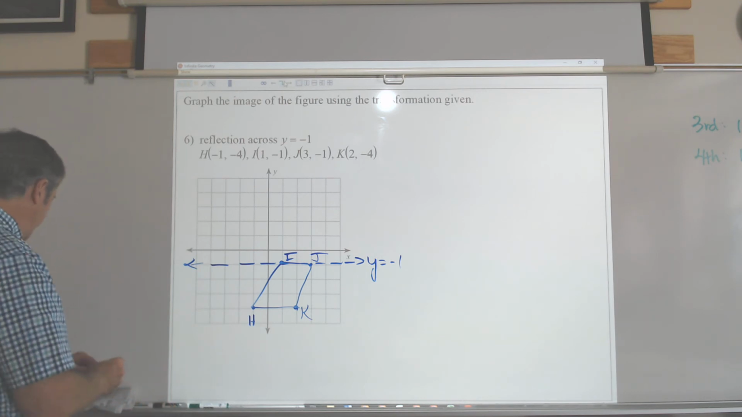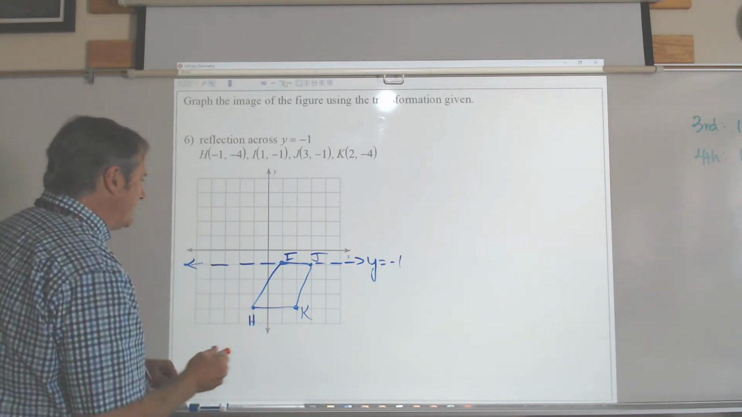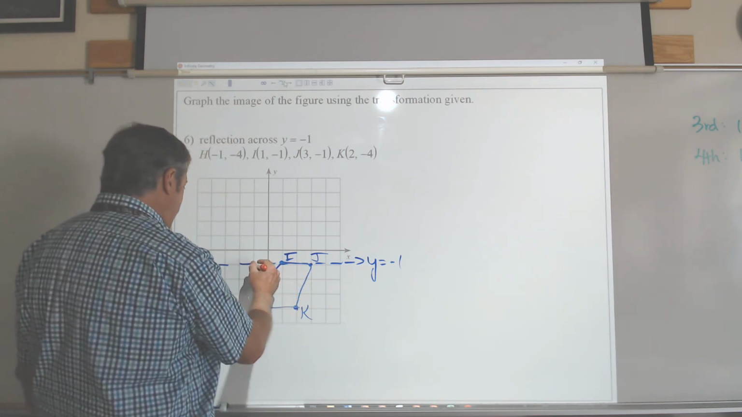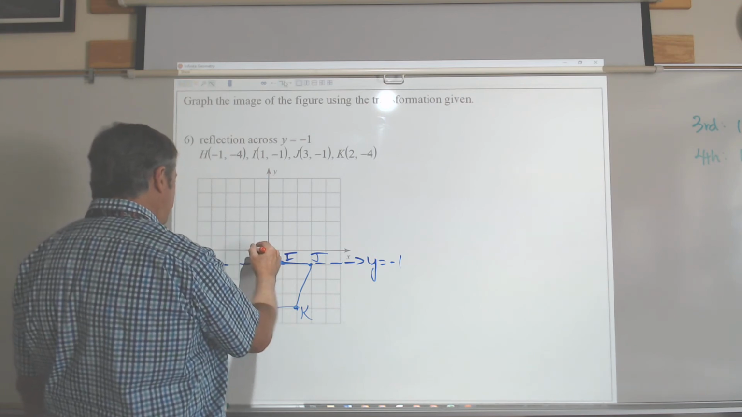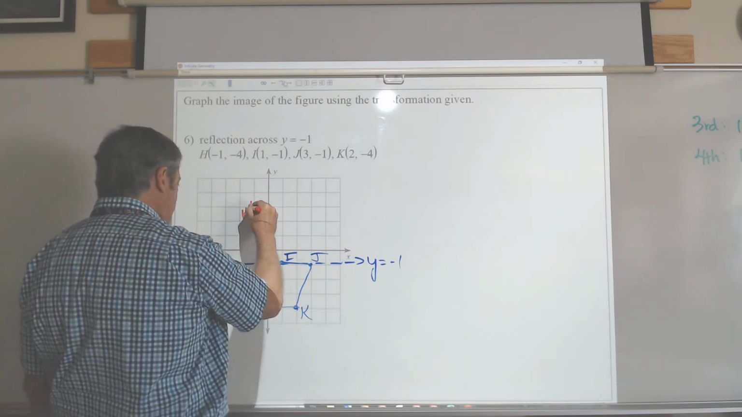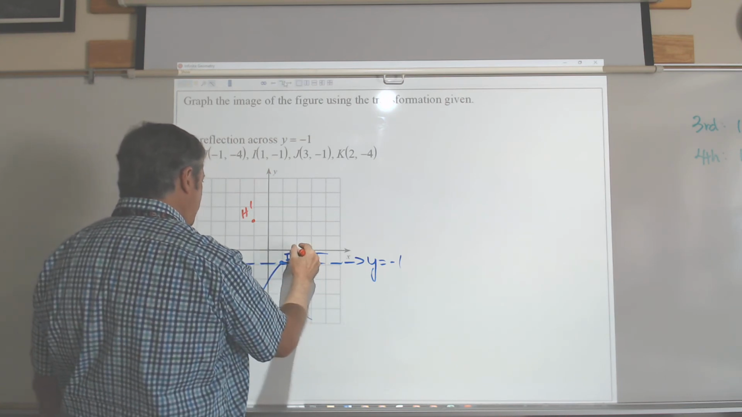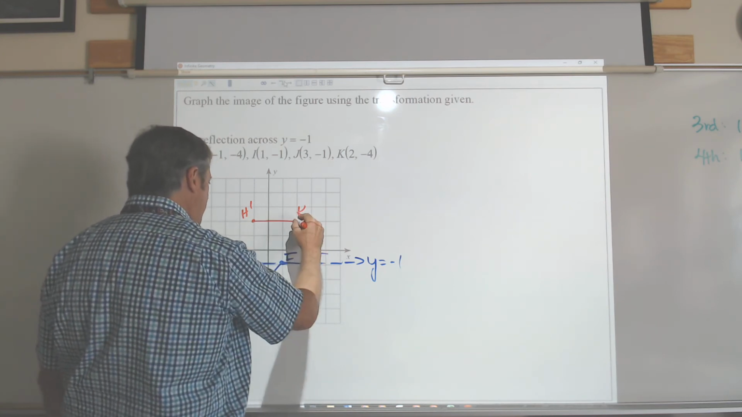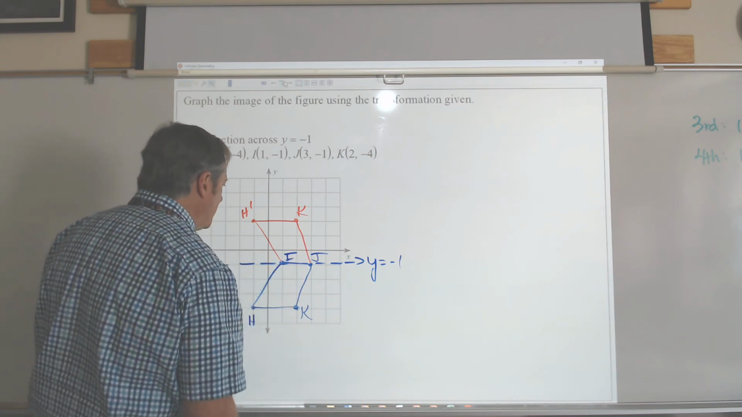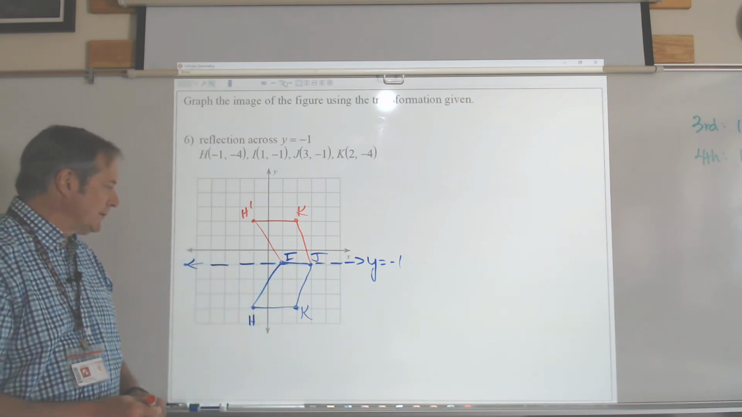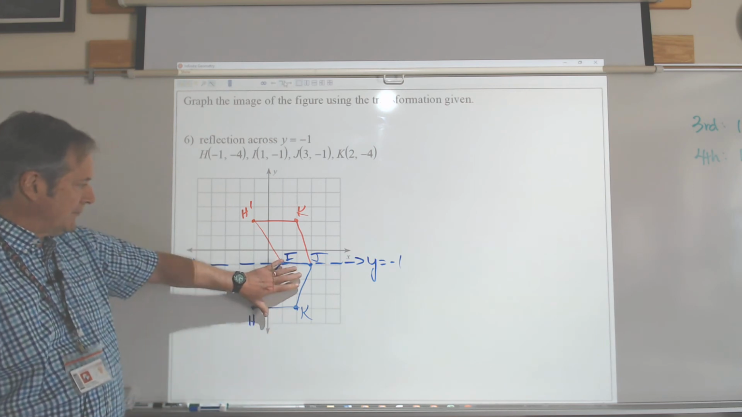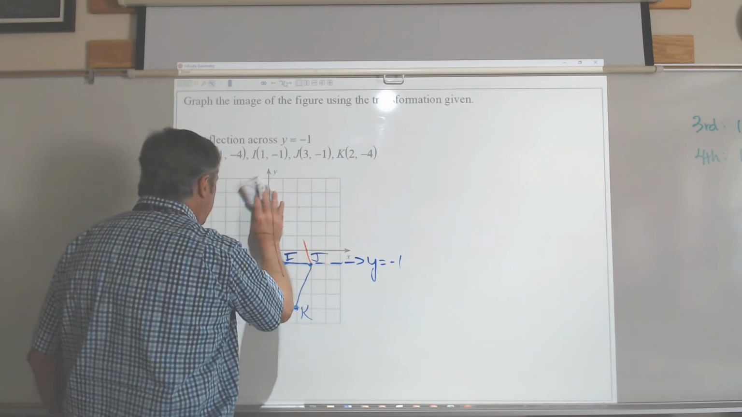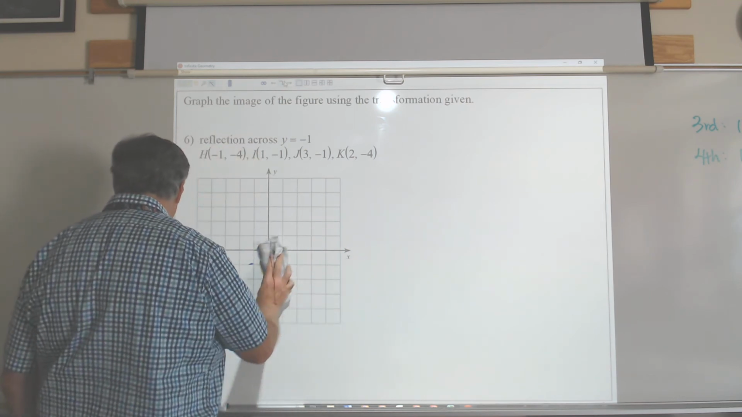And now we're going to flip it over that y equals negative 1 line. So I and J, I hope it's obvious, they stay put. H is down 1, 2, 3, so H prime will be up 1, 2, 3. K is down 1, 2, 3, K prime will be up 1, 2, 3. And I think that did it. Does it look like it's right? Does it look like this flipped over and became that? Sure.